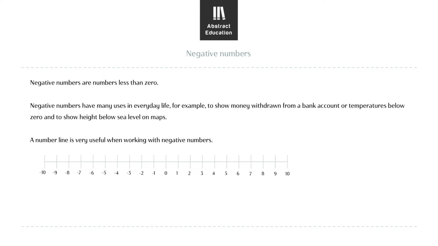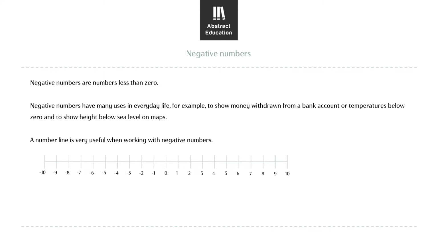Negative numbers are often used when talking about temperature. For example, on a cold winter's day, the weather forecast might give the temperature as below freezing, or minus 2. The temperature of a freezer would also be a negative number.